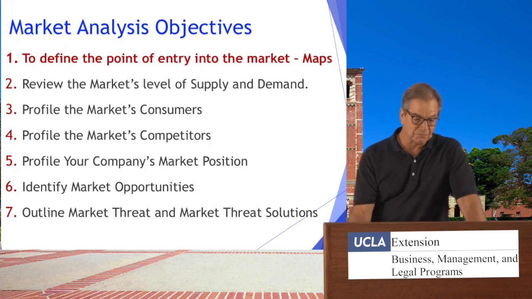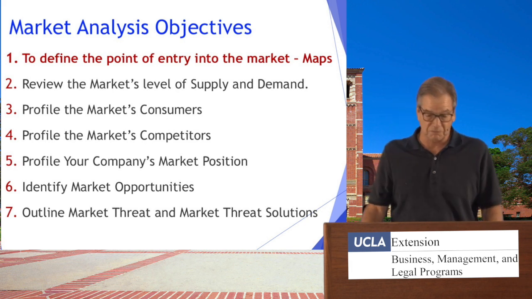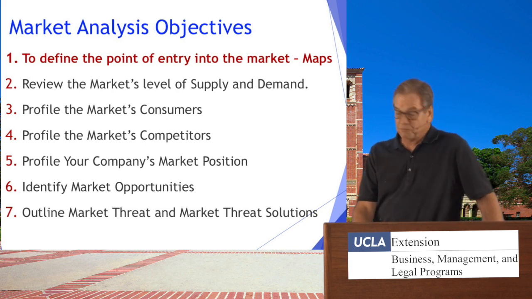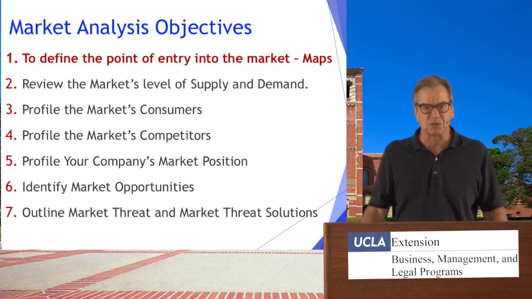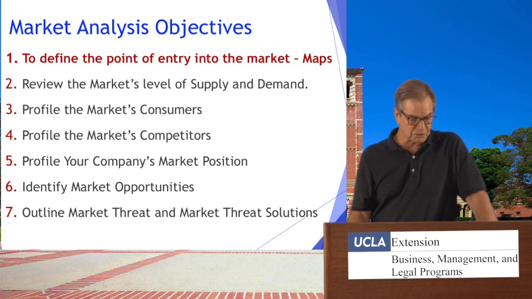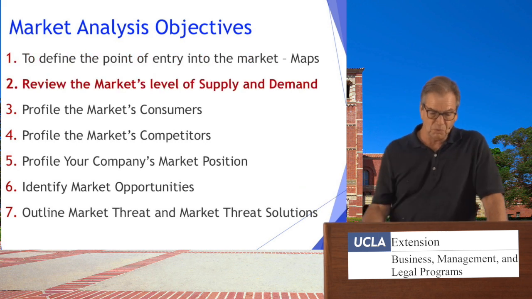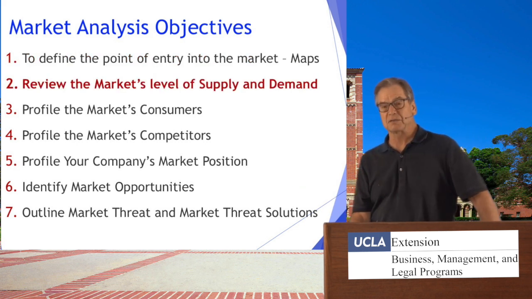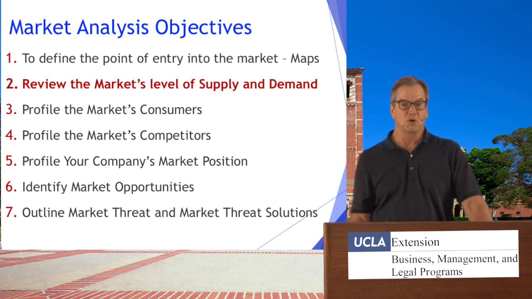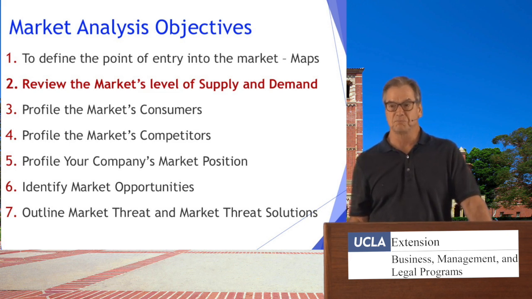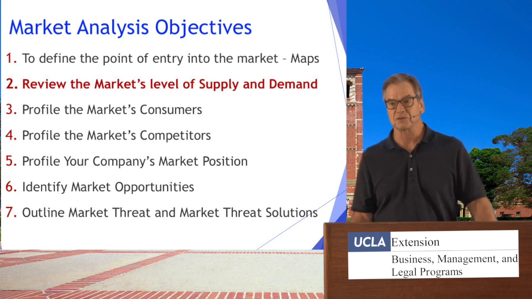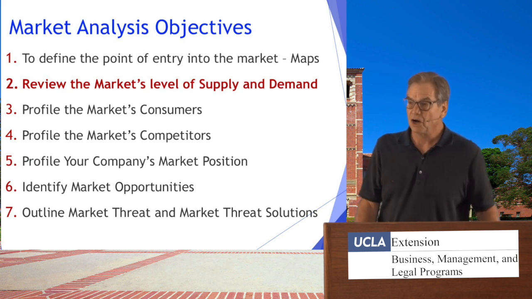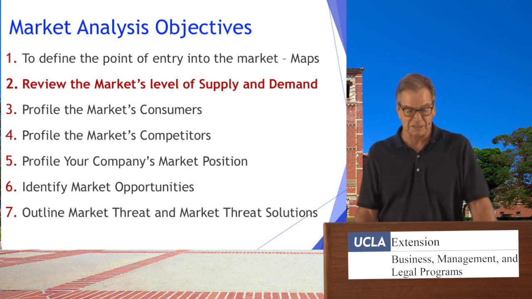I want to profile some of the objectives of a market analysis. First, it's to define the point of entry into the market. We often use maps and diagrams to do this. Second, we want to review the market's level of supply and demand. So, what's the millions of dollars of demand for our product and services, and then what level of supply, meaning competitors, are out there supplying that demand.